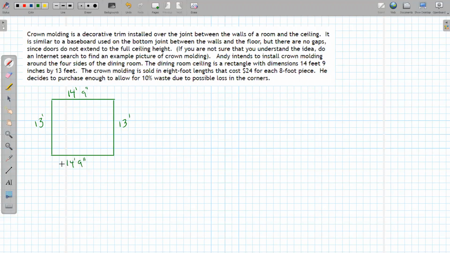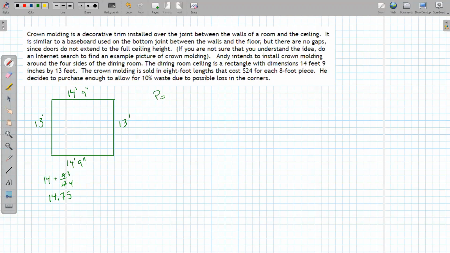So feet and inches is kind of a bit of a problem. So it'd be best here to take that 14 feet and 9 inches and write it all in feet. So 9 inches is 9/12 of a foot. And 9/12 reduces a little bit. 3 goes at the top and bottom. 3/4 or 0.75. So this works out pretty nice. So 14.75 as that. So then the perimeter, so all around here, and then plus 10%.